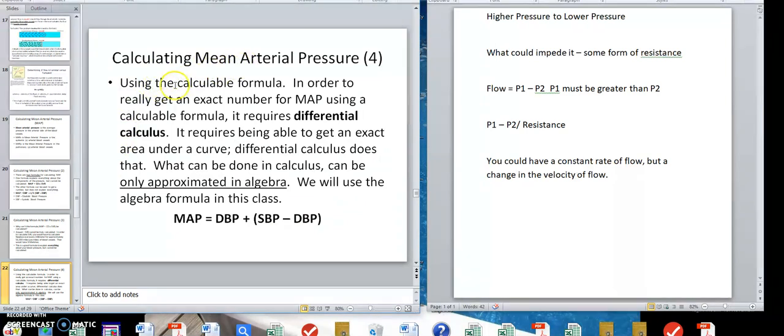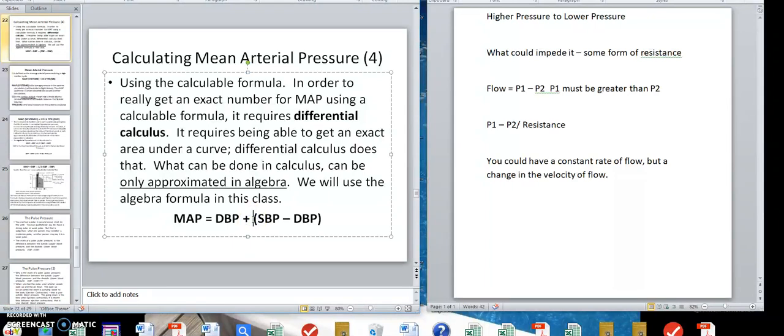Calculating, again, using the calculable formula, in order to really get an exact number for MAP, it requires differential calculus, which most of you have not taken. It requires being able to get an exact area under a curve. I'll show you what I'm talking about in a minute. Differential calculus does that. What can be done in calculus can be approximated in algebra. In this course, we'll use the algebraic formula. So if I asked you to calculate MAP, I would give you somebody's diastolic blood pressure and their systolic, and you would use that.